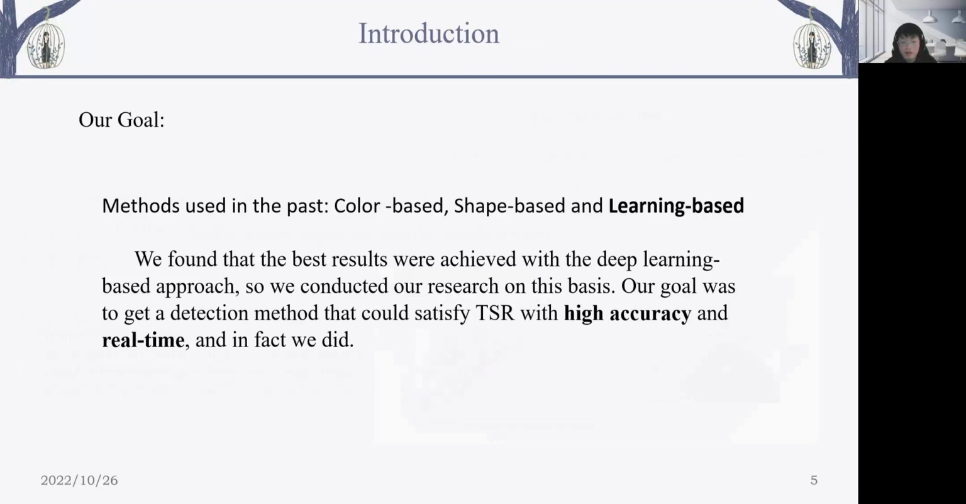After understanding the features of traffic sign and the difficulty of the detection, we investigated some method of implementation, which basically fall into three ways: corner-based, shape-based, and learning-based. We found that the best results were achieved with the deep learning-based approach, so we conducted our research on this basis. Our goal was to get a detection method that could satisfy TSR with high accuracy and real time, and in fact, we did.